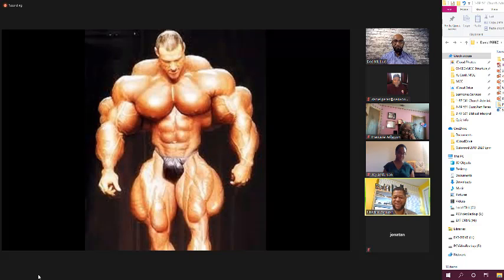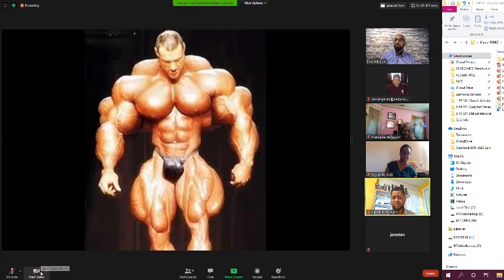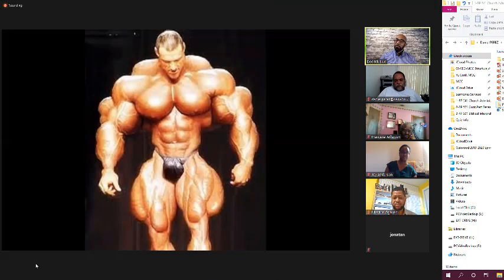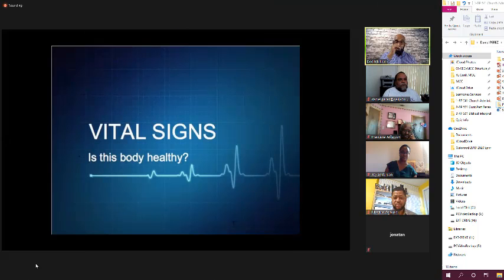Doesn't look healthy. Why did you say that? He looks excessively muscular. It's like a strain on his heart, his organs. This is clearly out of balance, right? Clearly out of balance. Health is balance. And when we are out of balance in one way or another, it affects our health.